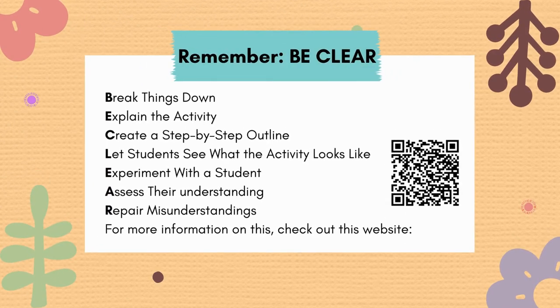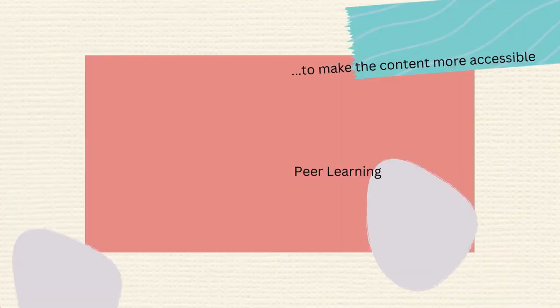Using the acronym Be Clear is a great reminder to help build comprehensible instructions. To read more about this in more detail, scan the QR code and take a look.